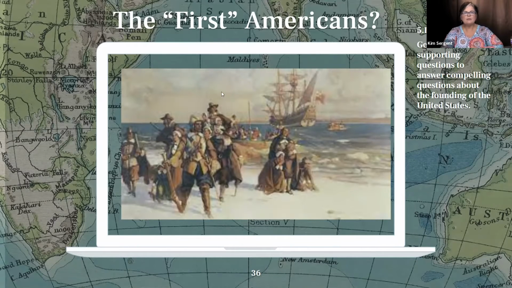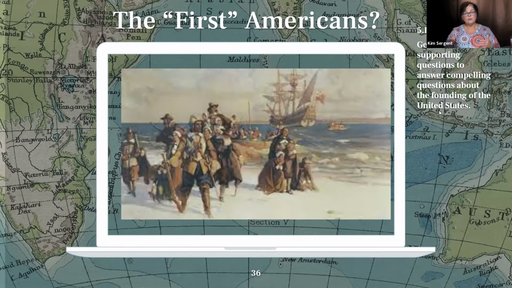I'm going to give my kids time to look at this picture. And notice up here, I'll put the standard that we're teaching. That standard, by the way, is generate supporting questions. This is the standard for 5th grade: generate supporting questions to answer compelling questions about the founding of the United States.